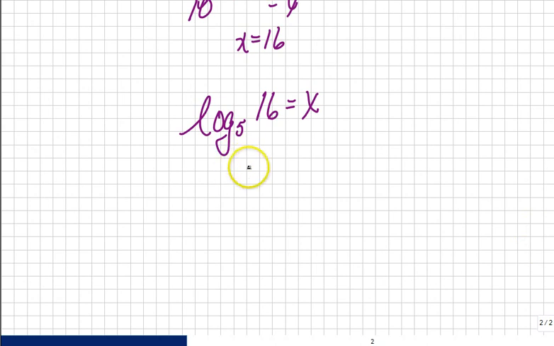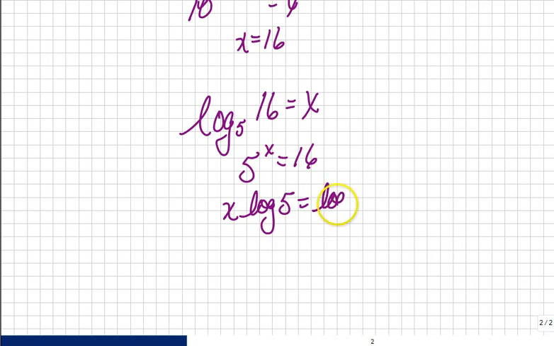So what does this mean? This means 5 to the x equals 16. I'm going to skip a step, take the log of both sides, and pull the power down all at once. So it's x log 5 equals log 16. Divide both sides by log of 5. And I'm not even going to write it out this time. I'm just going to go straight to my calculator and go log 16 and divide that by log 5 and see what we get. And then again, I'll think about that.